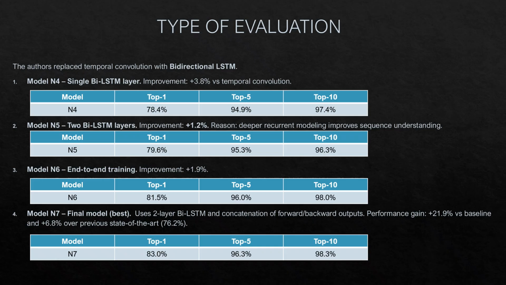The final model uses a two-layer bi-LSTM and concatenation of forward and backward outputs. This gives a performance gain of 21.9% versus baseline and 6.8% over the previous state of the art.